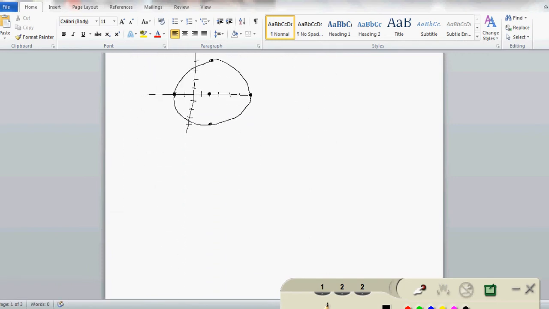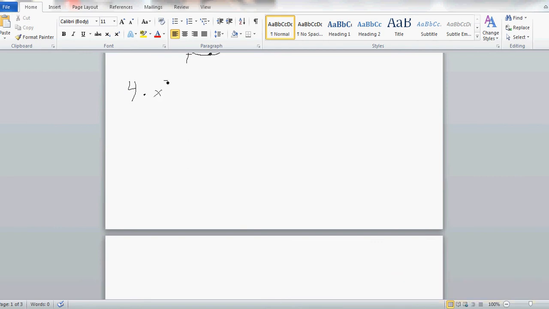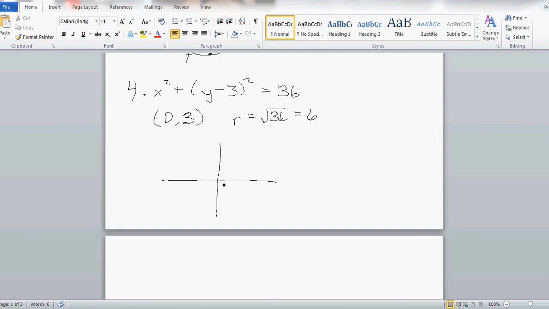Example number 4 gives us the equation, and we are asked to graph it. And the equation is x squared plus (y minus 3) quantity squared equals 36. Okay, I see the center. The x-coordinate is 0 because nothing's going on with the x, and the y-coordinate is a positive 3 because it's always y minus the y-coordinate. So the center is (0, 3), and the radius is the square root of 36, which equals 6. And so to graph this, I'm going to be at the point (0, 3). That's my center. Then I'm going to go 6 above that.